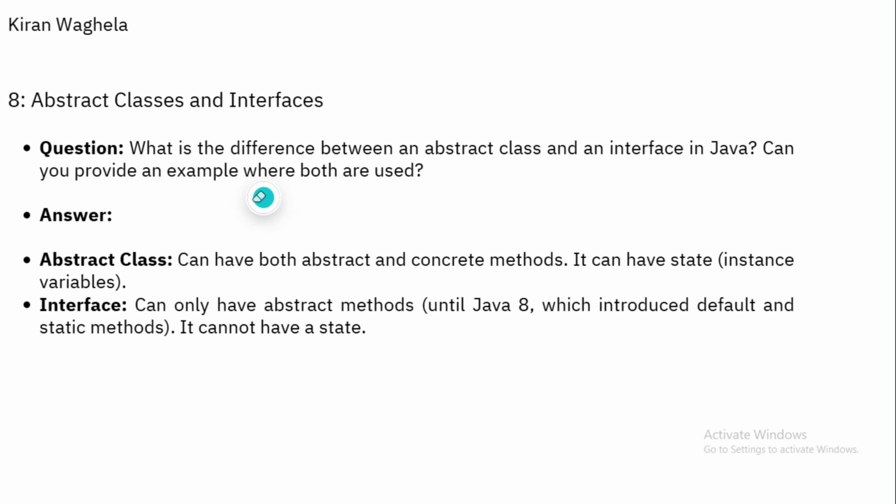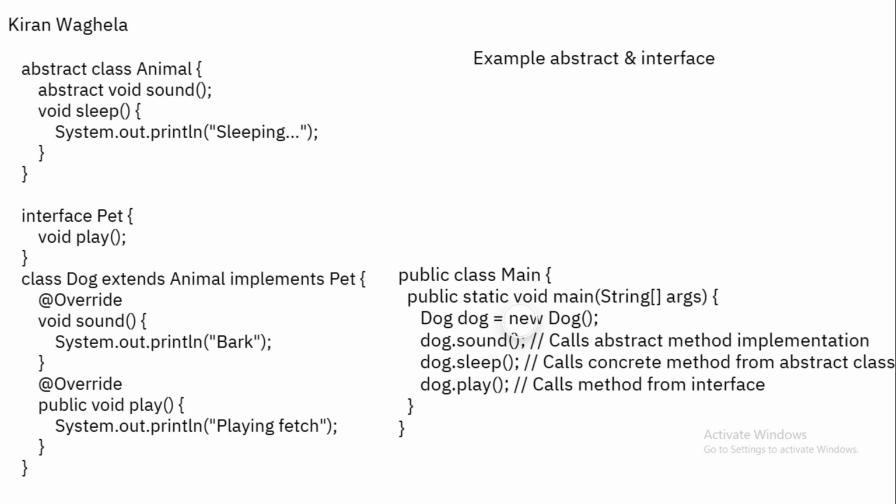You can answer like this: an abstract class can have both abstract methods and concrete methods. It can have state or instance variables inside it as well, and an interface can have only abstract methods, and after Java 8 we can also have default methods and static variables and static methods inside it. And we can see the example here of how it's going to be used.